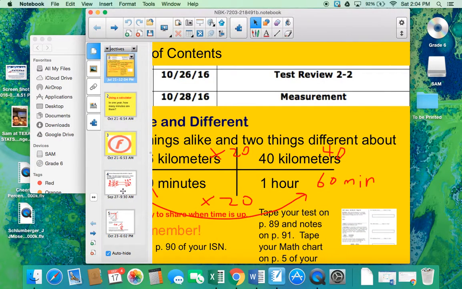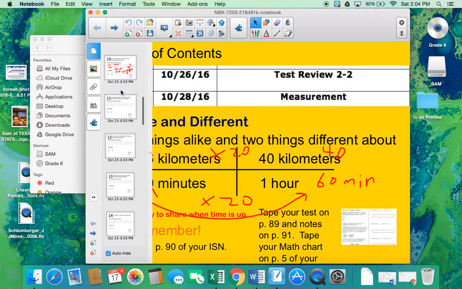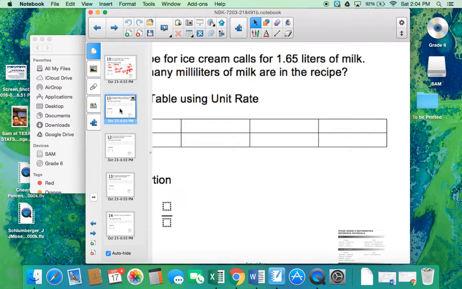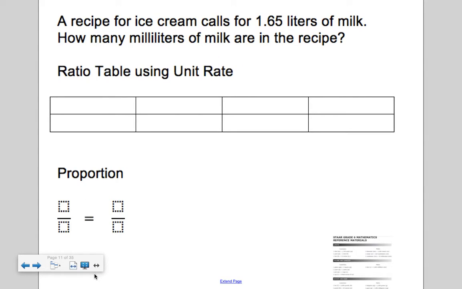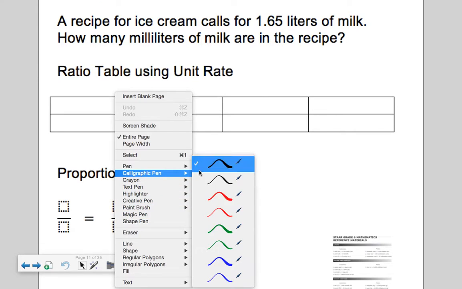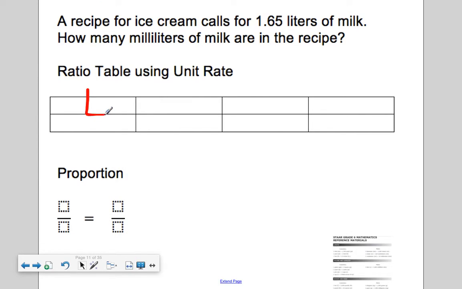All right, let's go back to where we started from. Here it is. Sorry about that. So let's get my pen again. A liter and milliliters. 1 liter is equivalent to 1,000 milliliters. If you have 1.6500 liters, how many milliliters are there?